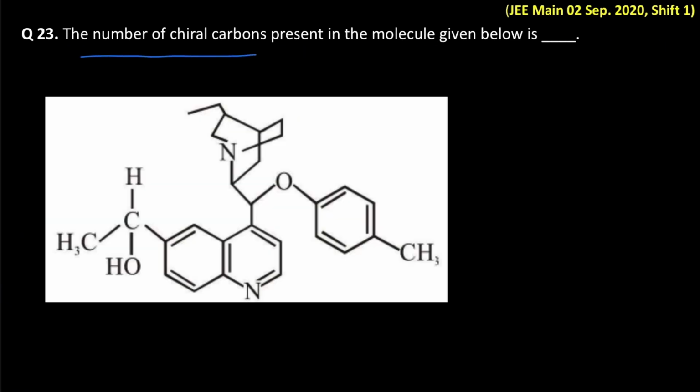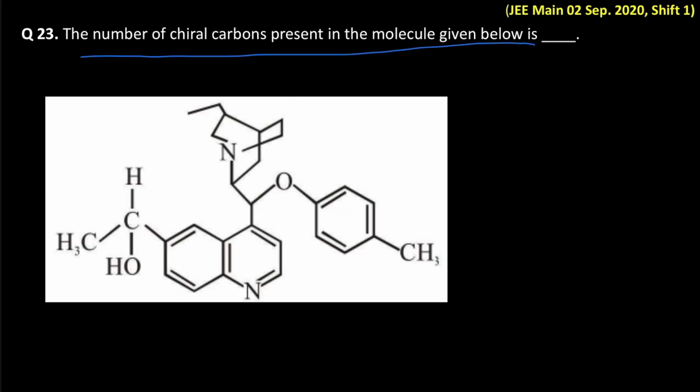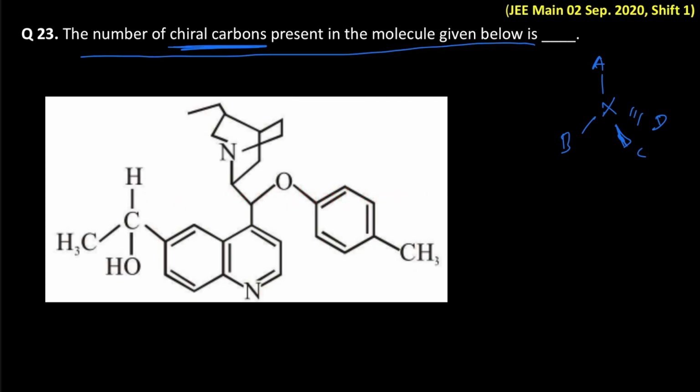The number of chiral carbons present in the following molecule given below is how many? The given compound looks like a derivative of quinine, which we use in the treatment of malaria. A carbon atom or a heteroatom connected to 4 different groups is what we call chiral. In this case, we are going to look only at carbon atoms because they said chiral carbons. Therefore, we don't have to worry about heteroatoms. We follow the elimination method because it is easier.